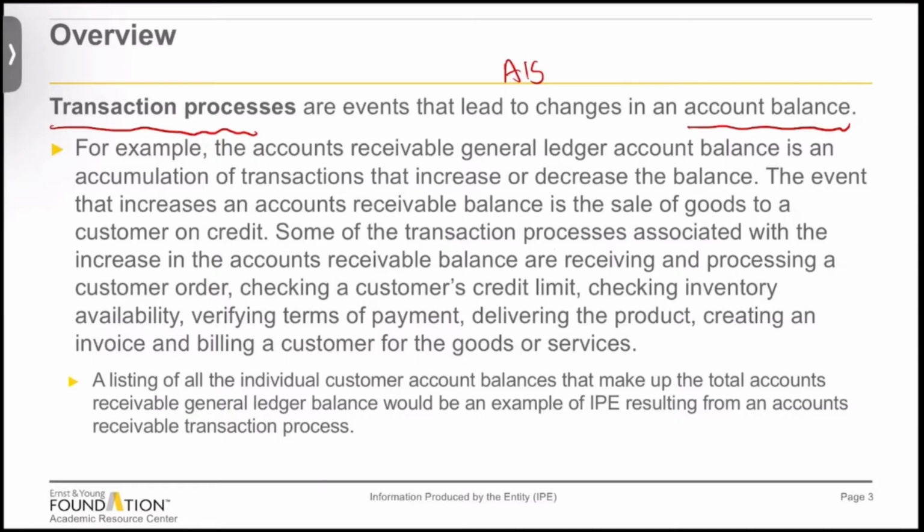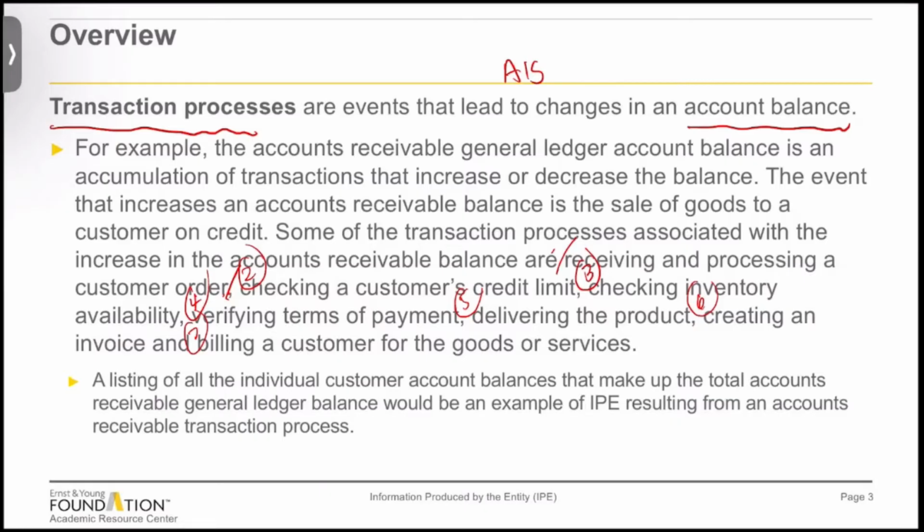Some of the transaction processes associated with the increase in the accounts receivable balance are: number one, receiving and processing a customer order; number two, checking a customer's credit limit; checking inventory availability; verifying terms of payment; delivering the product; creating an invoice; and lastly, billing a customer for goods or services.